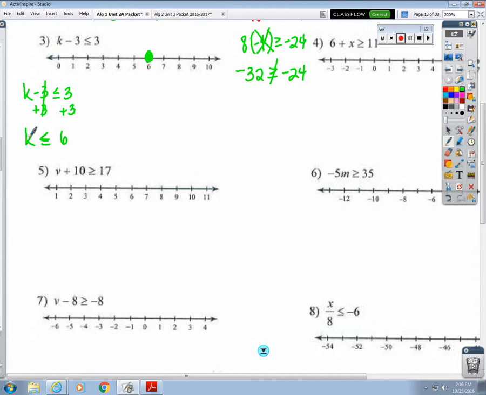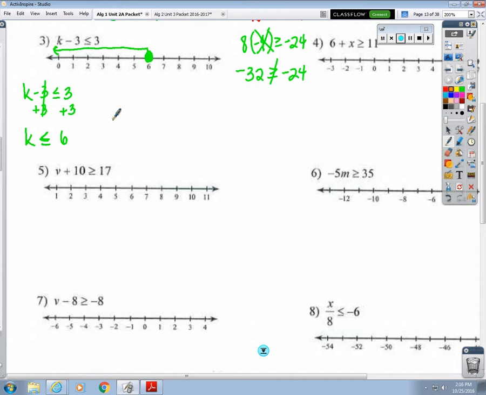Now, all our solutions are less than that. So which way? To the left of 6. Numbers lower than 6 are our solutions. If you plugged in numbers that are higher than 6, they would make false statements, right? Okay, now let's write the interval notation to represent that.